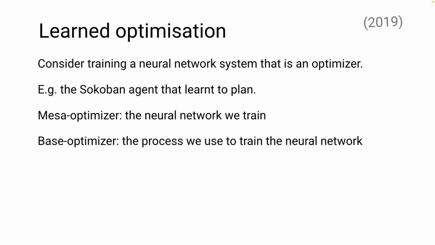I'm going to use the terminology and indeed lift a diagram from that paper. So we're training a neural network, which we're going to call a mesa optimizer. Mesa is Greek, meaning below, the opposite of meta, meaning above. It's like this underlying system that we're training, whereas there's some higher level process that we're using to train that system, which is also an optimizer. I'm going to call that the base optimizer. In this case, we're using some gradient-based RL algorithm to train the Sokoban agent.